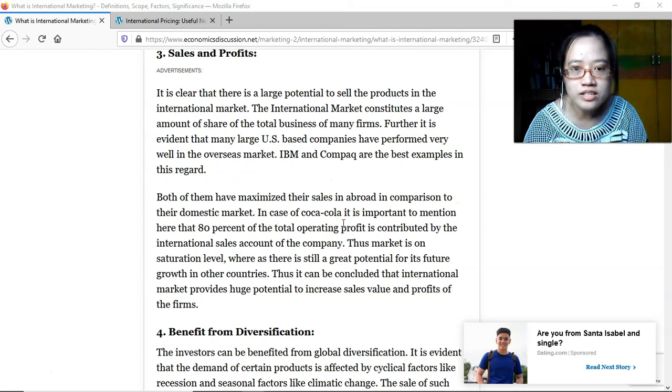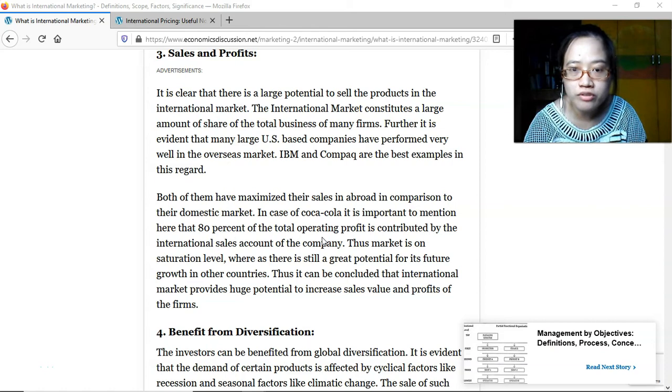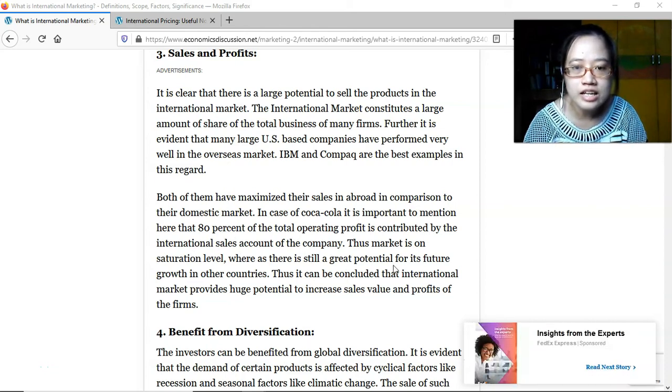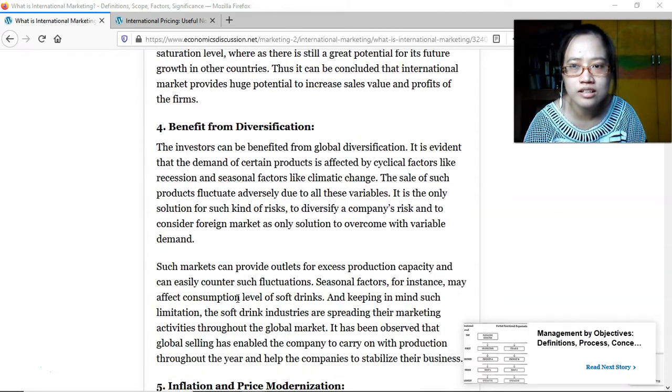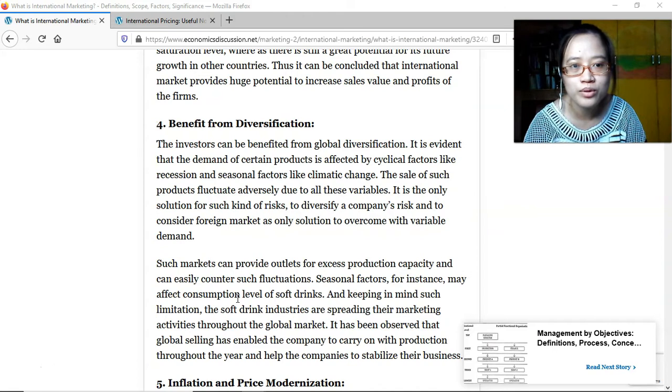In the case of Coca-Cola, it is important to mention here that 80% of the total operating profit is contributed by the international sales account of the company. Thus, the home market is at saturation level, whereas there is still great potential for its future growth in other countries. Thus, it can be concluded that the international market provides huge potential to increase sales value and profits of the firm.